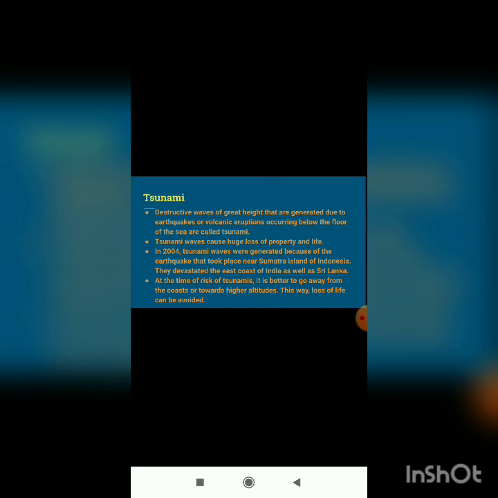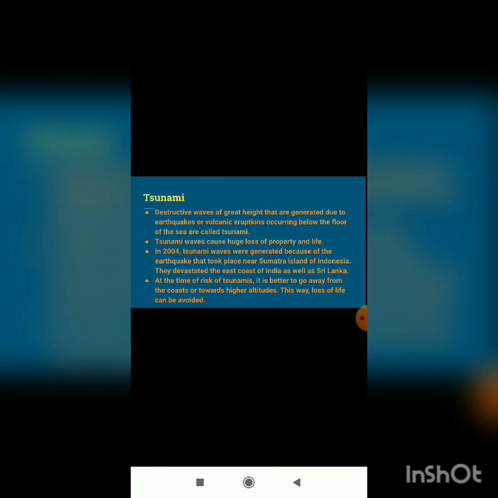We all must have heard about it. So what exactly is a tsunami? We will come to know after reading this. What is tsunami? Destructive waves of great height that are generated due to earthquakes or volcanic eruptions occurring below the floor of the sea are called tsunami. Okay students, so what is tsunami? Destructive waves of great height generated due to either earthquake or volcanic eruptions occurring below the floor of the sea are called tsunami.